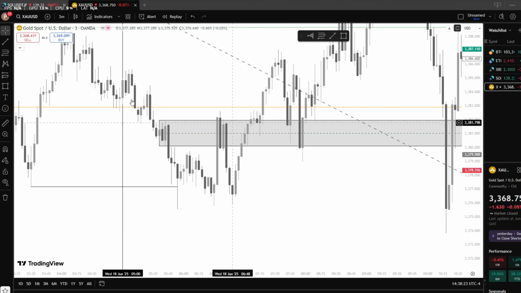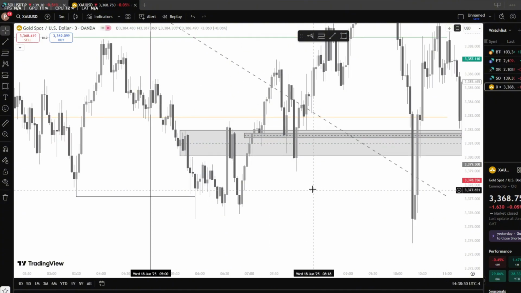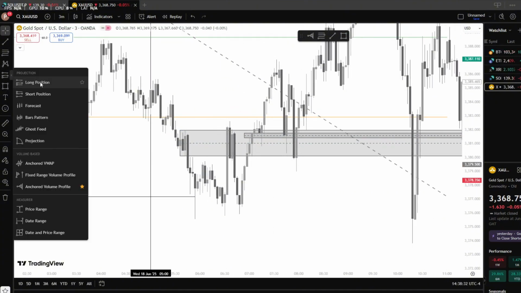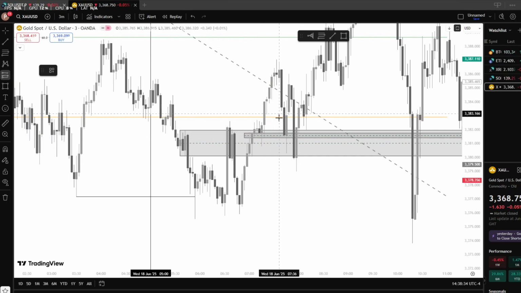Is there any fair value gaps inside this area? Yep, we've got a fair value gap here. Have to do it from there because it's an imbalance, and as price breaks through it, you look to take a long trade as price comes back down to this area.